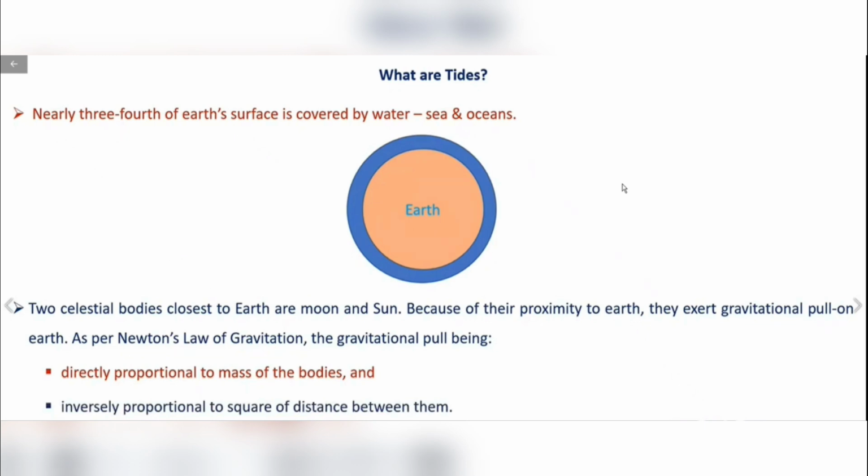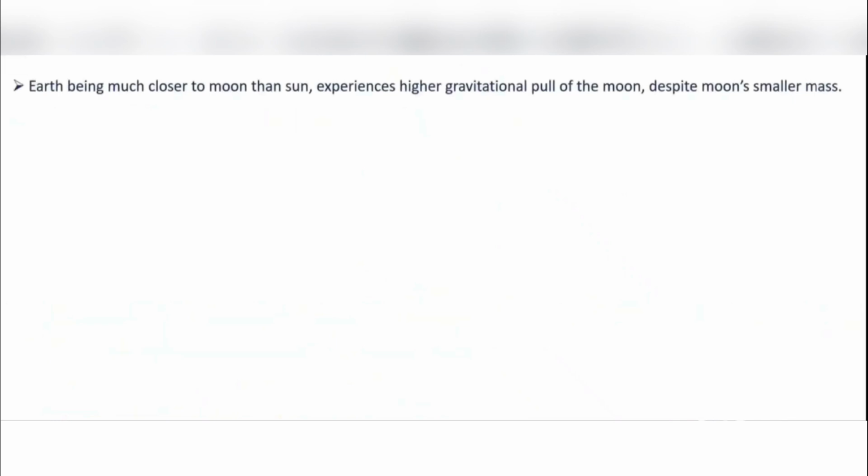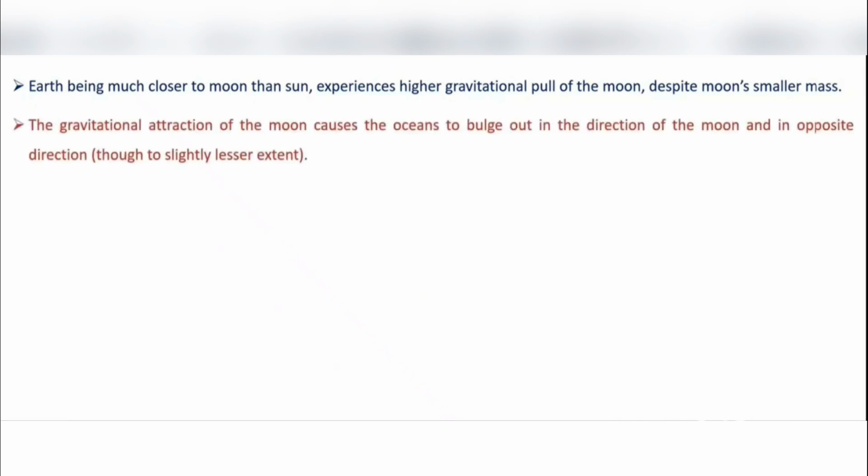Square of distance between them. Earth, being much closer to Moon than Sun, experiences higher gravitational pull of the Moon despite Moon's smaller mass, because gravitational pull is inversely proportional to the square of the distance between the bodies. The gravitational attraction of the Moon causes the oceans to bulge out in the direction of the Moon and in the opposite direction, that is the far side, though the bulging in the opposite direction is of slightly lesser extent.